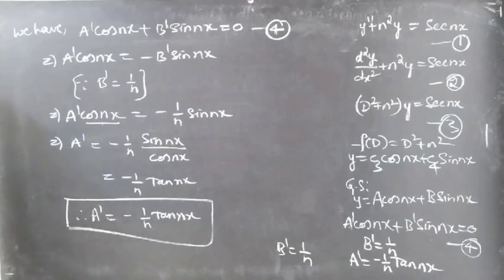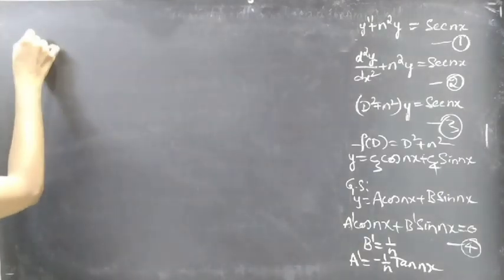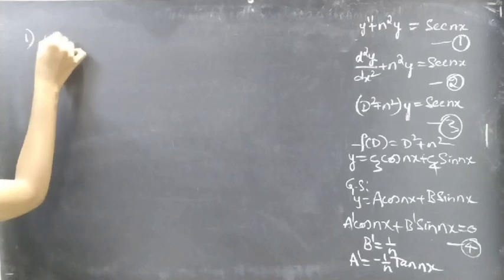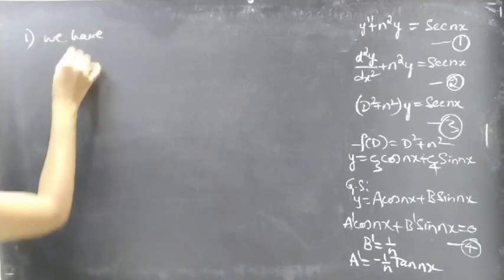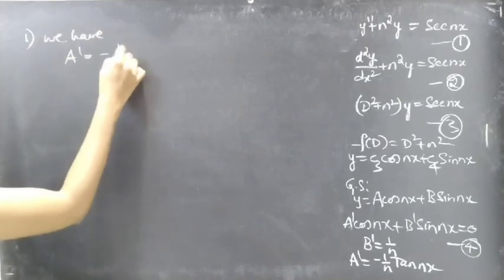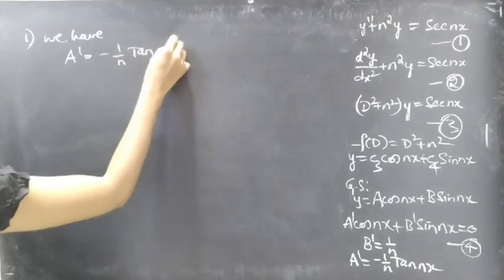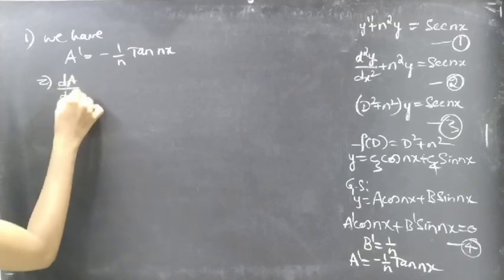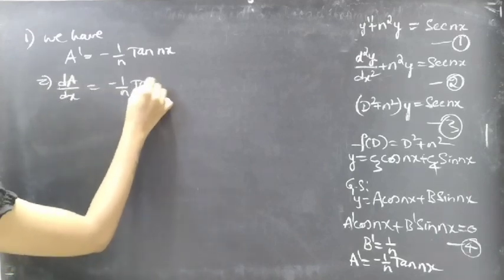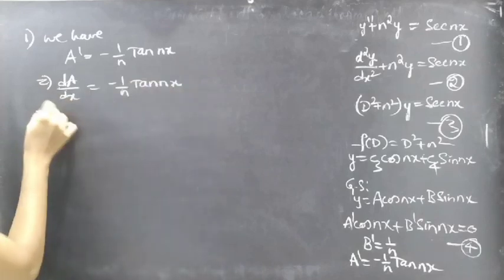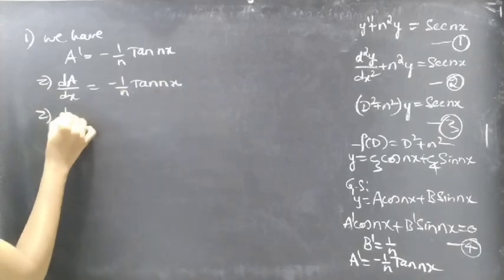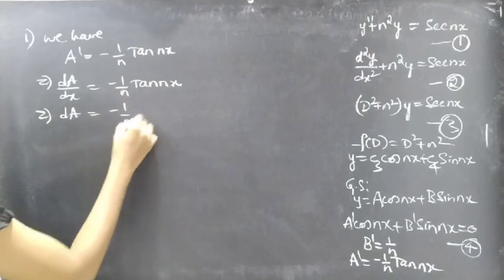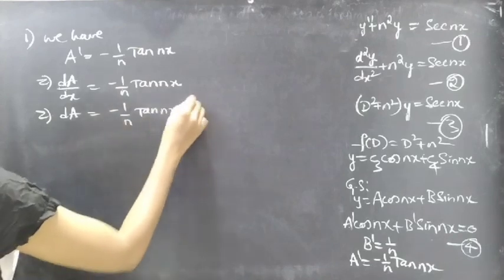Let's now find a, b using a dash and b dash. We have a dash equals minus 1 by n tan nx. A dash is nothing but the derivative of a with respect to x. Let's separate the variables by taking differential dx to the RHS. We'll get dA equal to minus 1 by n tan nx dx.